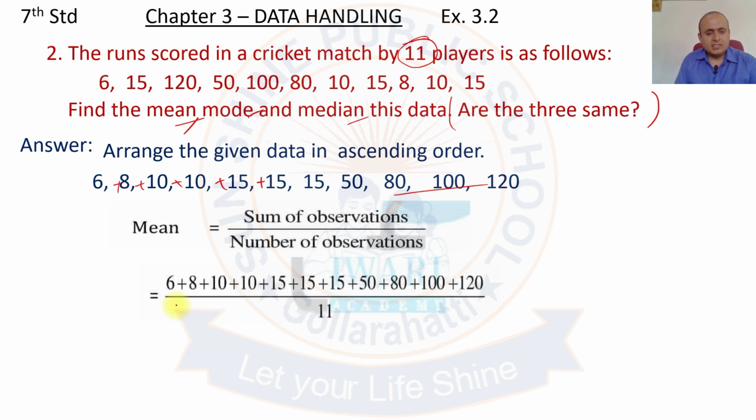Let us add all these observations, that is 6 plus 8 plus 10 plus 10 and so on. It gives us 429. So 429 divided by 11 gives us 39, and this 39 is an average and it is called the mean. So the mean is equal to 39. Let us find the mode and the median of this data.